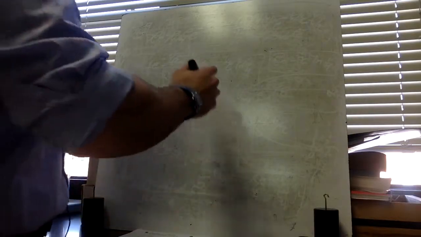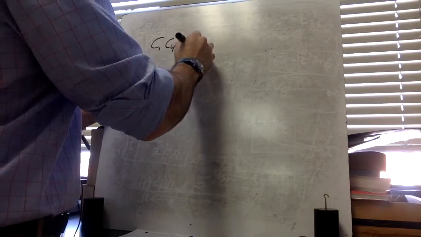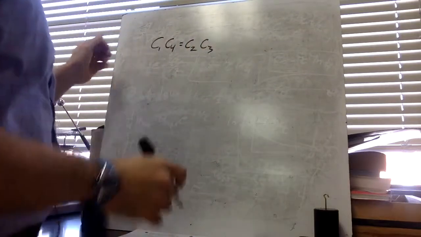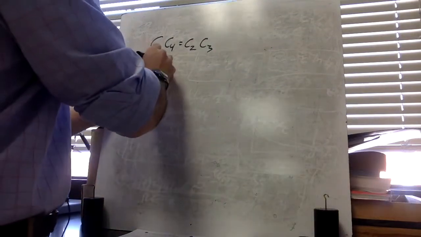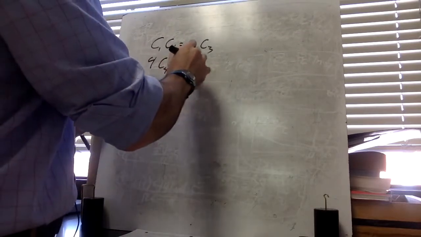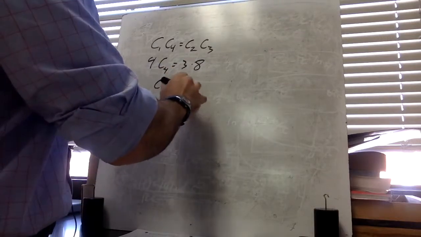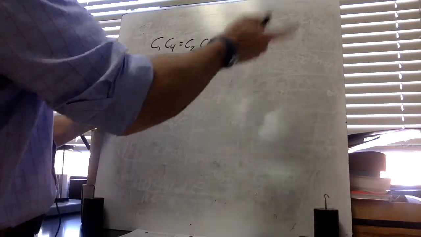We had kind of a formula for this before. For Circuit A, with the capacitors, it was that C1 times C4, the diagonals times each other, is C2 times C3. So if you plug in your values, this is 4 times C4, that's what we're looking for, equals 3 times 8. So C4 ends up being 6 microfarad. These are all microfarad.